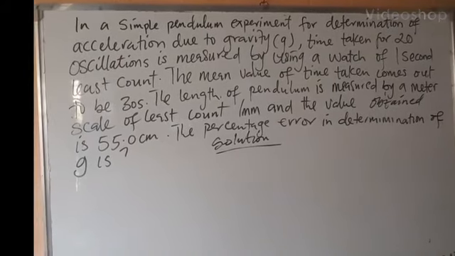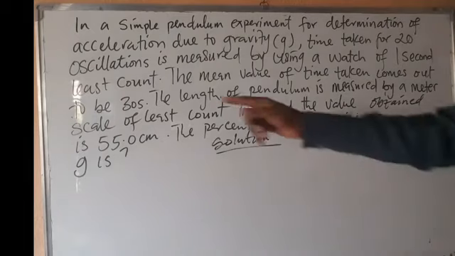The question reads: in a simple pendulum experiment for determination of acceleration due to gravity, g, the time taken for 20 oscillations is measured using a watch of 1 second least count. The mean value of time taken comes out to be 30 seconds, and the length of the pendulum is measured by a meter scale of least count 1 millimeter, and the value obtained is 55.0 cm. The percentage error in determination of g is? So let's bring out our data first.